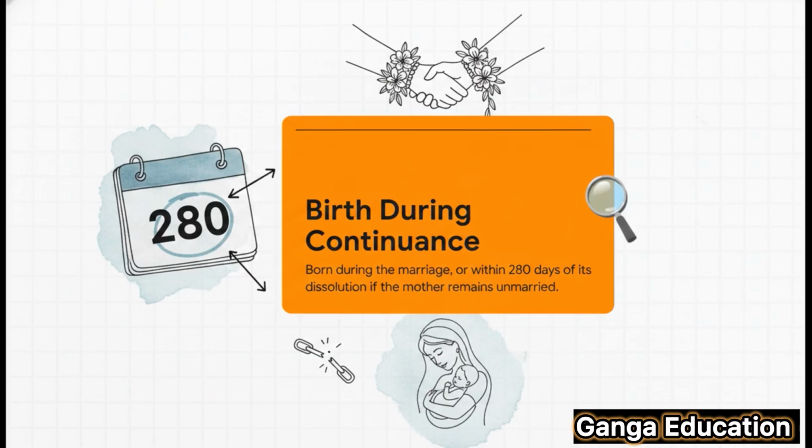Okay, second keyword, birth during continuance. Now, this has two scenarios. The first one is pretty straightforward. The child is born while the marriage is still active. The second one is a bit more specific. The child is born within 280 days after the marriage ends, say through a divorce. But, and this is a big but, there's a condition. The mother has to have remained unmarried during those 280 days.